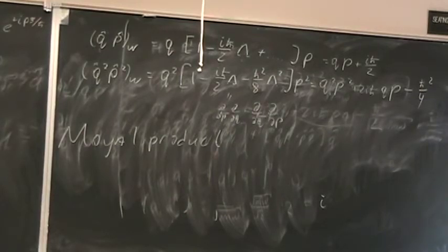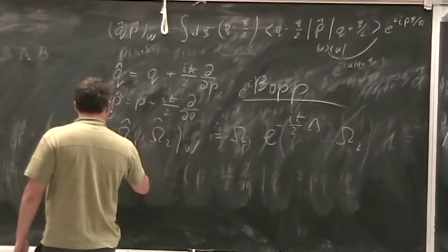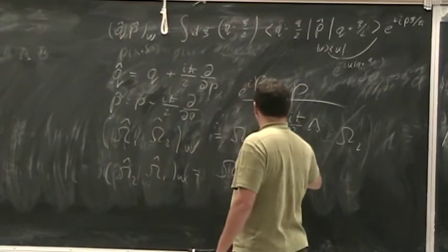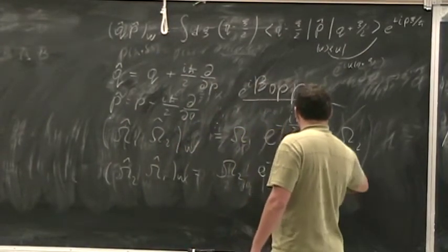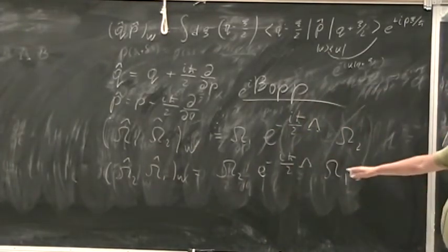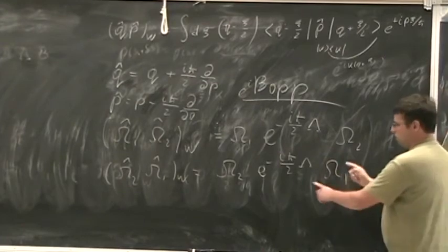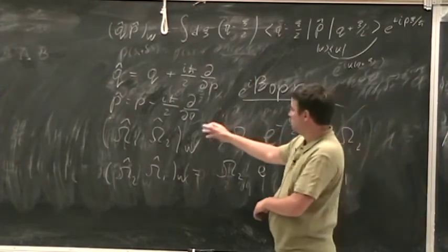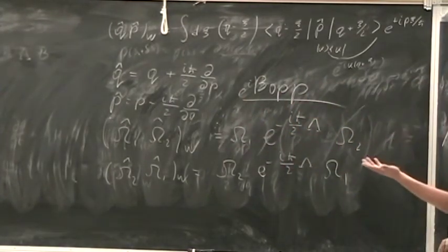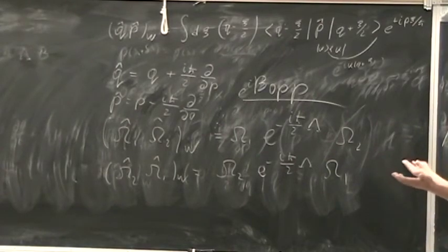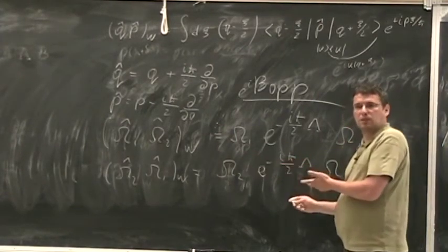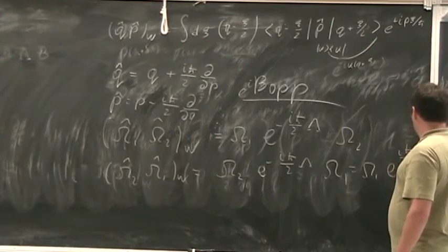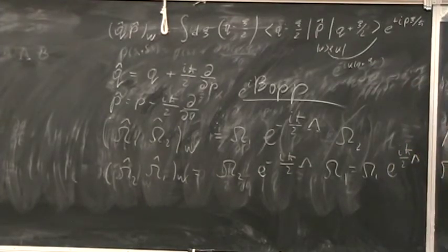Now, if we look into, say, omega 2, omega 1, opposite order, then we will obviously get the same result, but with 2 and 1 changed. But now let's observe that lambda is antisymmetric. So if we change omega 1 and omega 2 and lambda to minus lambda, we'll get the same result, right? Because lambda was d by dp acting on the left, d by dq on the right, minus the opposite. So if we change left and right operators and change lambda to minus lambda, we'll get the same result. So this is the same as omega 1 times e to the i h bar over 2 lambda times omega 2. So now we can compute the commutator.